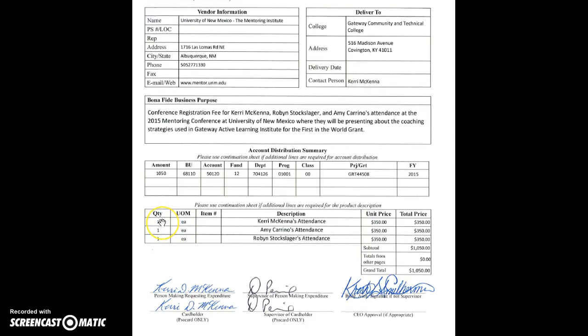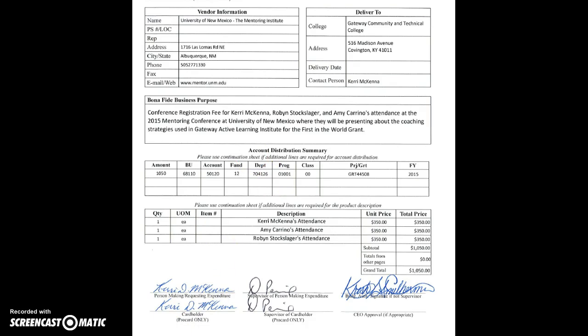The next thing you will need to do is provide your quantity, what it is, a brief description, and the unit price. This total price and grand total will automatically calculate for you. So in this example, I paid for my attendance for the conference, Amy Carino's attendance, and Robin Stocksliger's attendance for the conference. I entered in the unit price and it gave me my grand total.